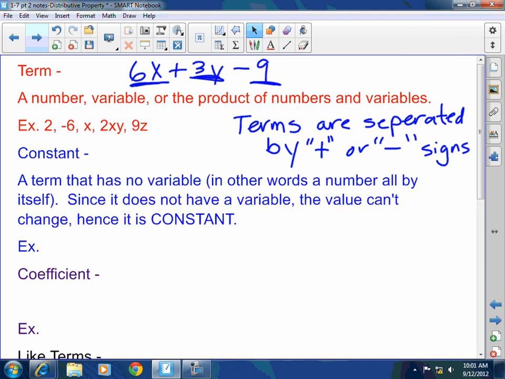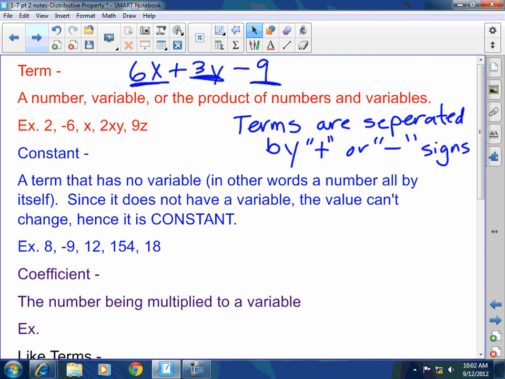Constant. Constant's easy. A constant is a term that has no variable. In other words, it's a number all by itself. Since it does not have a variable, the value can't change. Okay? Hence, it is constant. Constants are just numbers. 8, -9, 12, 154, 18.